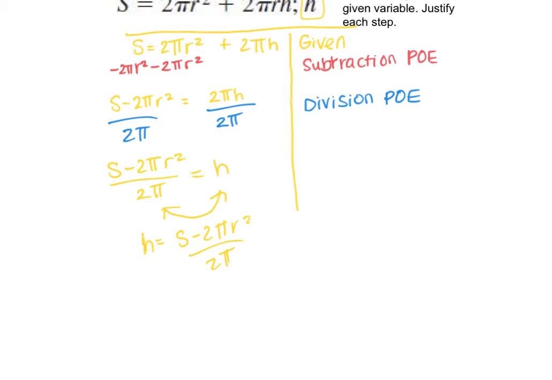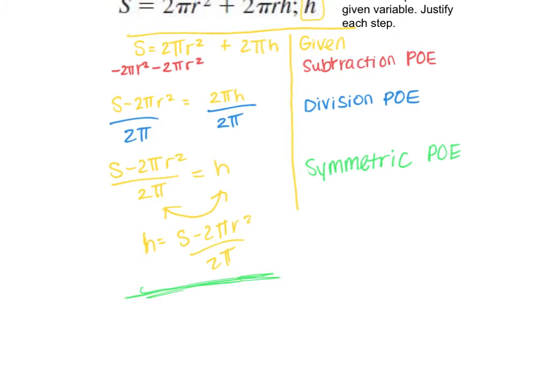The reason is because I feel like it's the same statement. You can if you want to, but if you didn't do that on a quiz or a test, I wouldn't take any points off, okay? But that is the symmetric property of equality, if you want it to look nice with h on the left side of the equation. All right, cool.